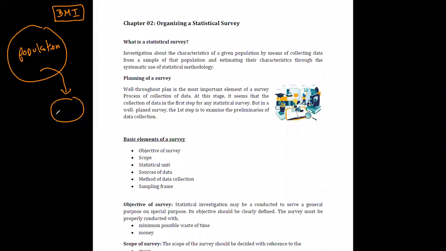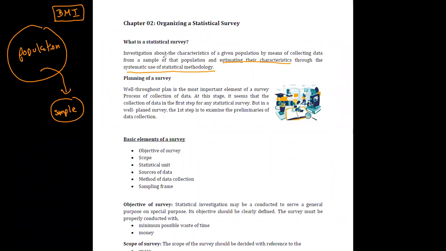Generally, I am taking out a sample, but it is not necessary. Here I am taking a sample for the easiness of conducting the survey. Then I am collecting data based on this sample, and estimating their characteristics through the systematic use of statistical methodology. Therefore, this concept is meant to be a statistical survey.